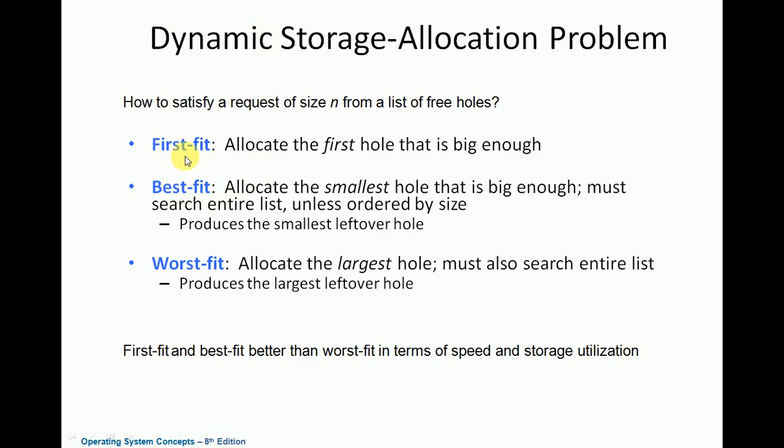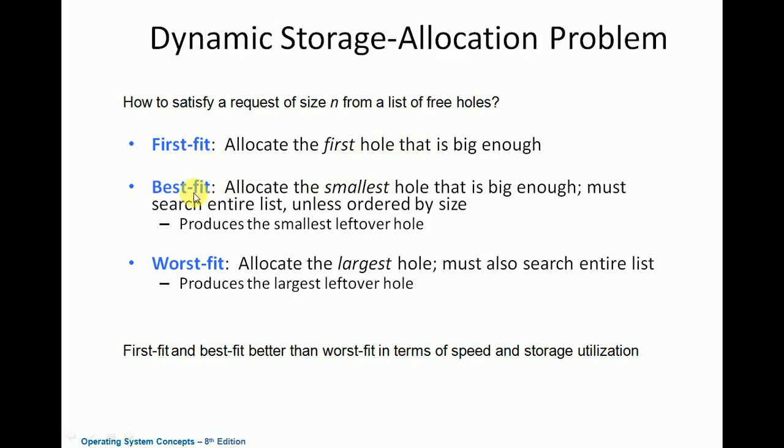The first one is first fit. It allocates the first hole that is big enough for the new process. To allocate a hole for a new process, we scan through the entire memory consisting of different holes, and we consider the first partition or first hole which is big enough to accommodate the new process. That is called first fit.